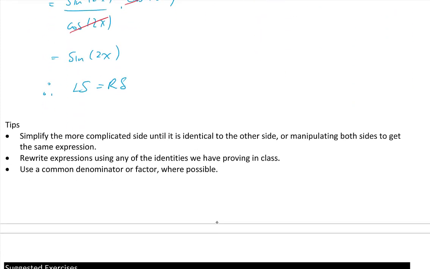So here are some tips. Again, simplify the more complicated side until it's identical to the other side, or manipulate both sides to get the same expression. Notice for all these I just stuck to one side. Rewrite expressions using any of the identities we have proven in class. Again, there are methods like using a common denominator or factoring, as we did in the last expression, and if all this fails, then start over and try again.